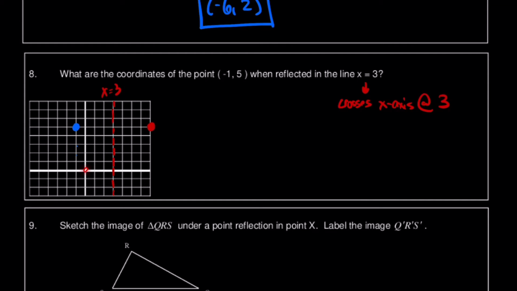Now the coordinates of that point. Remember, here's your origin. So 1, 2, 3, 4, 5, 6, 7. 1, 2, 3, 4, 5. So 7, 5.